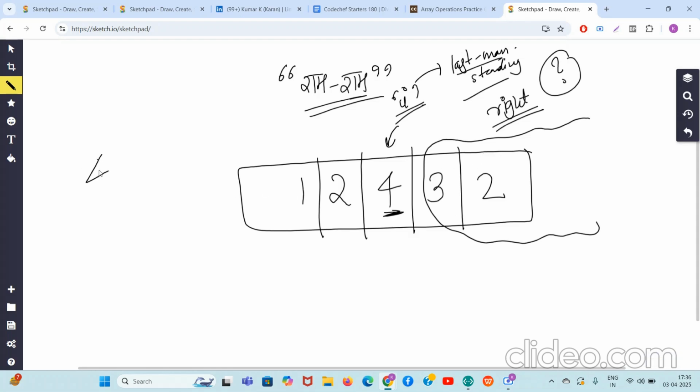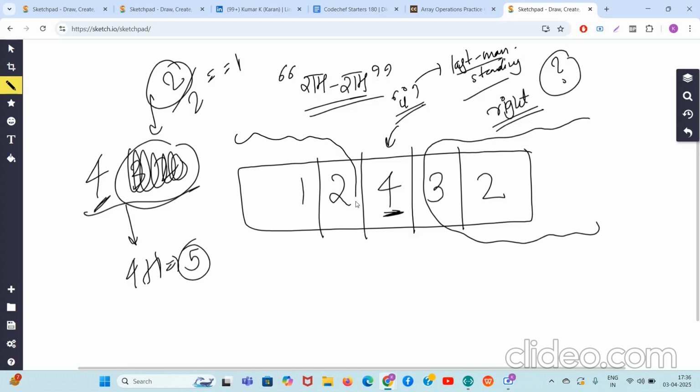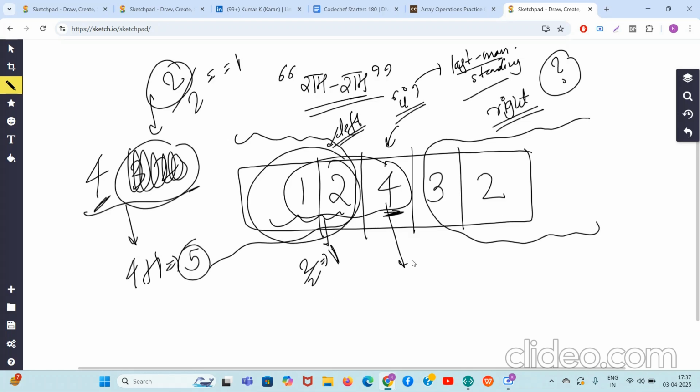So you are just assuming that this guy will always remain and the right hand side guys will die. So what will happen? 4, 3, 2. How many right hand side guys are there? There are 2 right hand side guys. So 2 by 2, one operation will happen. They will disappear and our 4 will become 4 plus 1, which is 5. Then guys, how many elements are there on the left hand side? There are 2 elements. So 2 by 2, one more operation can happen.